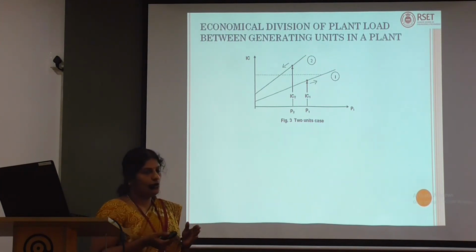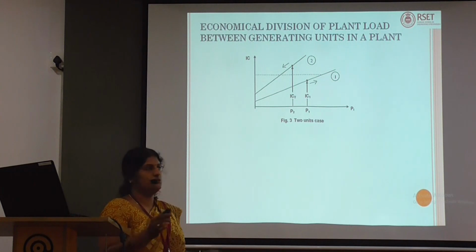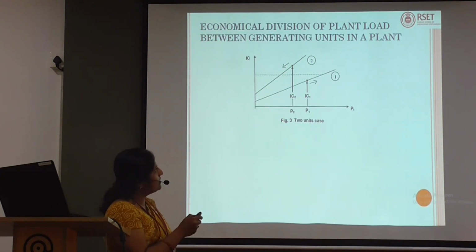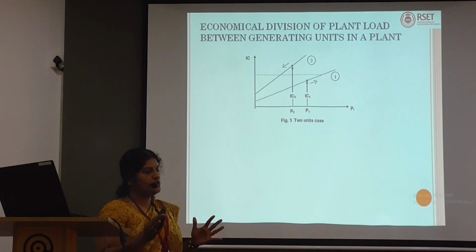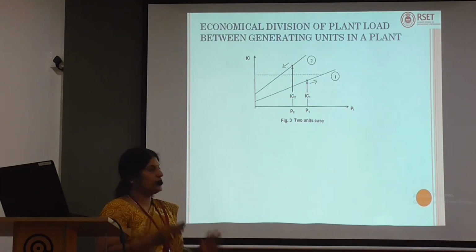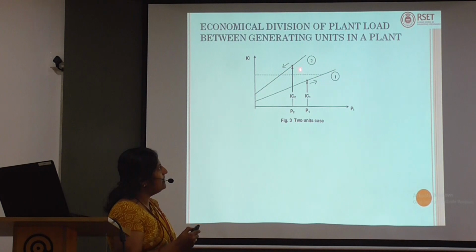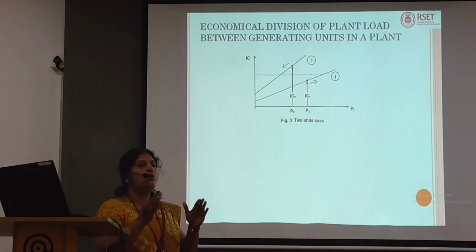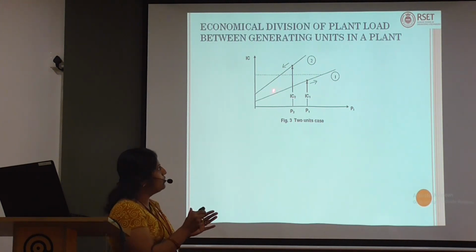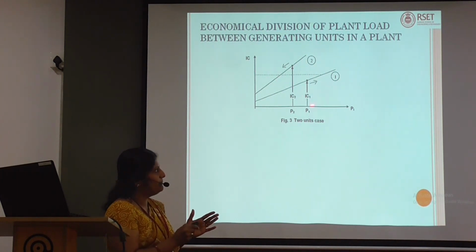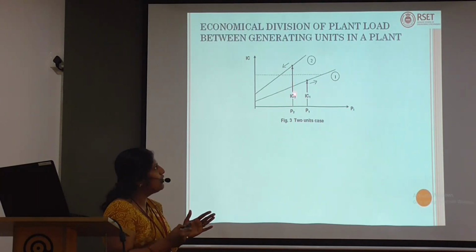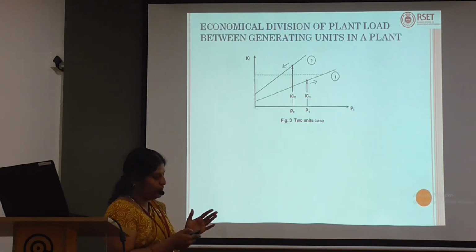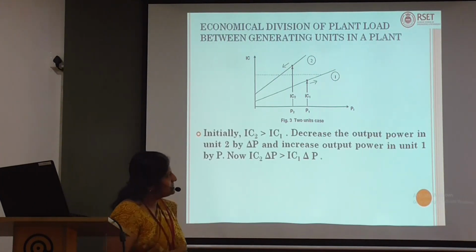So what strategy do we adopt for distribution of load among these 2 units? Usually our objective is to reduce the total cost. So a plant with higher incremental cost will be loaded less and that much loading is increased on the other plant. Since this plant has a higher incremental cost, you decrease the loading on this unit and that same amount you try to increase on unit 1.